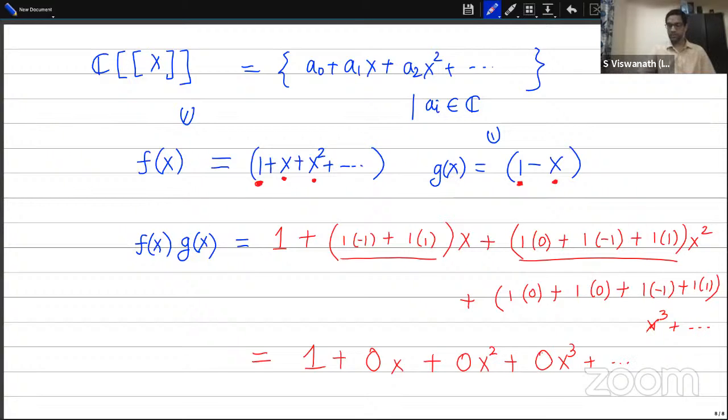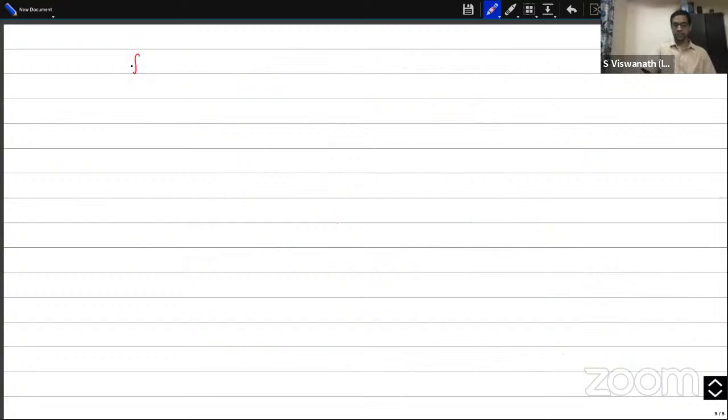Okay, so what does that mean? It says that in this formal power series ring, this power series and this power series, when you multiply them together, you get the power series 1. And 1 is actually the multiplicative unit of this ring. If you multiply 1 by anything, you just get back that same thing. So it says, therefore, that these two, f and g, are multiplicative inverses in this ring.